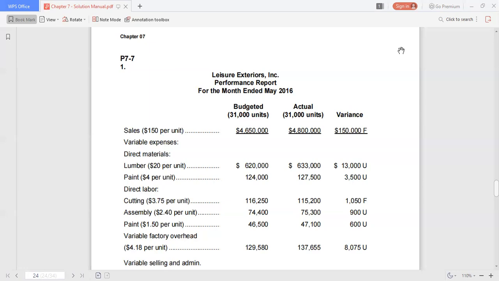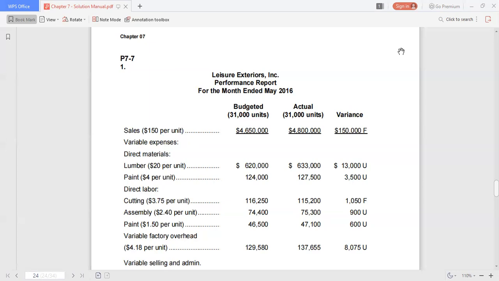So we are now given the following items, including sales, direct materials for lumber and paint, direct labor in the three departments, variable factory overhead, variable selling and administrative expenses, fixed factory overhead, and fixed selling and administrative expense. So the number one requirement is to prepare a performance report.